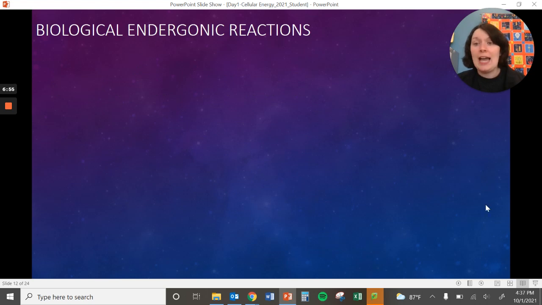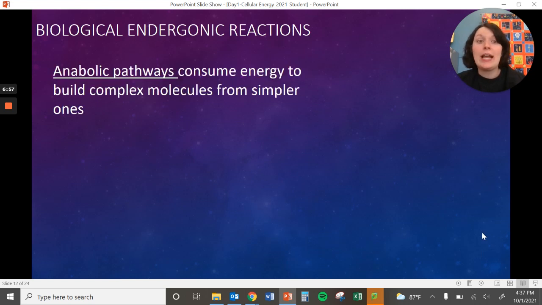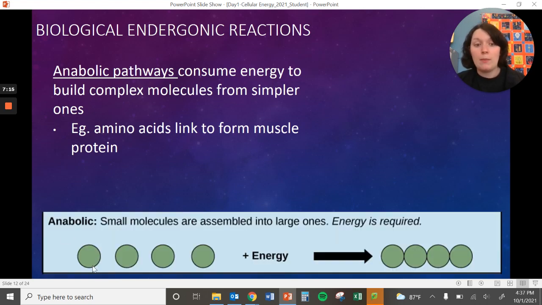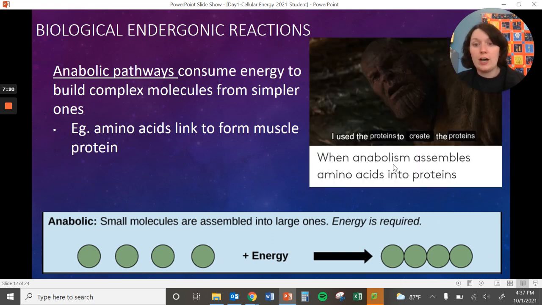Our endergonic reactions in biological systems are like our anabolic pathways. This is the opposite of catabolic in that instead of breaking down, we are now building. So we are using energy, again, why it's endergonic, energy is going in, and we're using it to build more complex molecules. So an example would be amino acids forming a protein. Here we have our monomers being formed to make a polymer. Okay, so here we have an example of an anabolic process using proteins to create proteins.